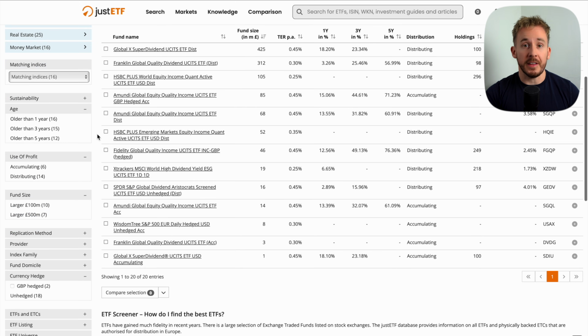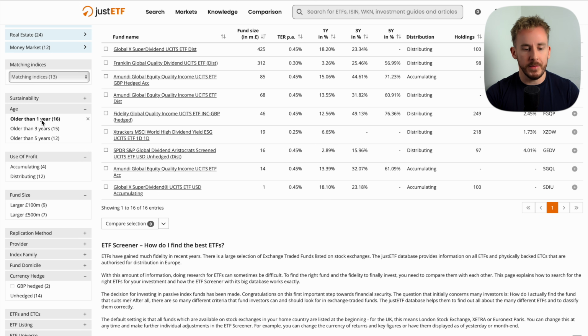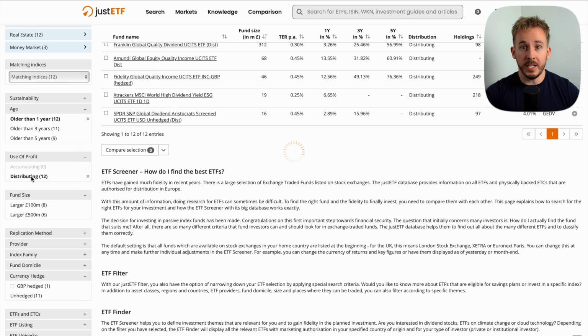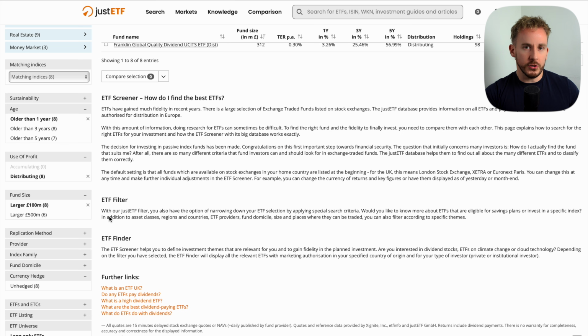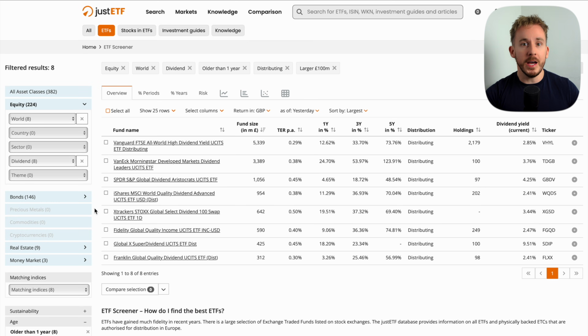From there, I'm just going to select 3 typical filters that I tend to always use. The first is older than 1 year, just to make sure we've got a track record to look at. Use of profit, we want distributing because we want the dividend to be paid out to us. And then fund size, I always tend to use larger than 100 million, just to make sure we're looking at some of the more reputable providers, but also to make sure there's no liquidity issues with really small funds. And from there, we've just got 8 to look at.